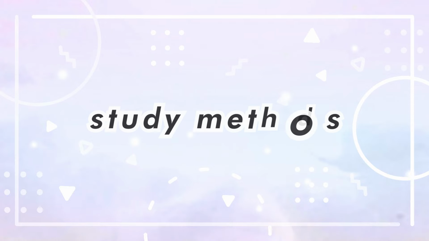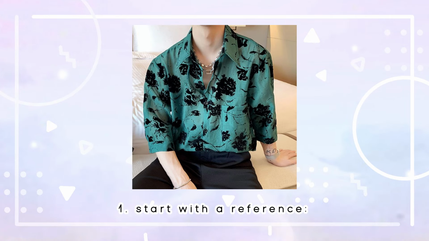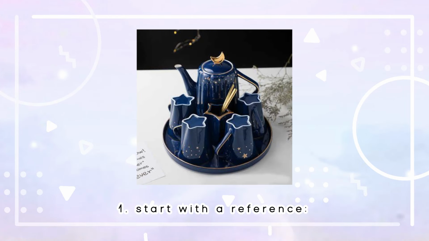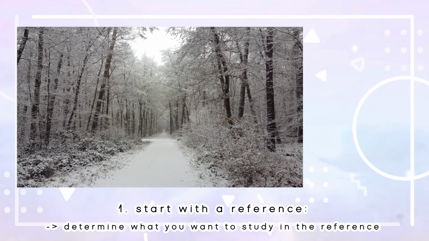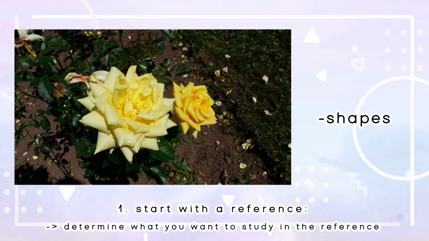This would be study methods. To begin with, here are 2 methods you can use to study from references in general, focused on a topic or what you are studying. The first one would be to start with a reference. This could be of a landscape, of a head, of a flower, and so on. For this, you then need to determine what you want to study in the reference you chose. This could be based on what you like about the reference or what you are interested in general.